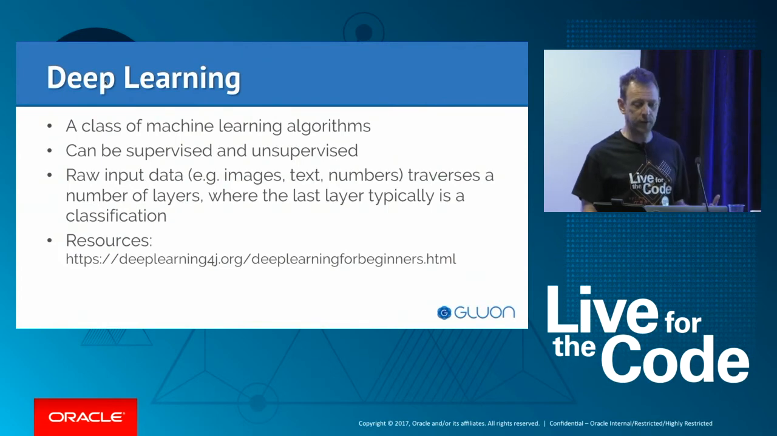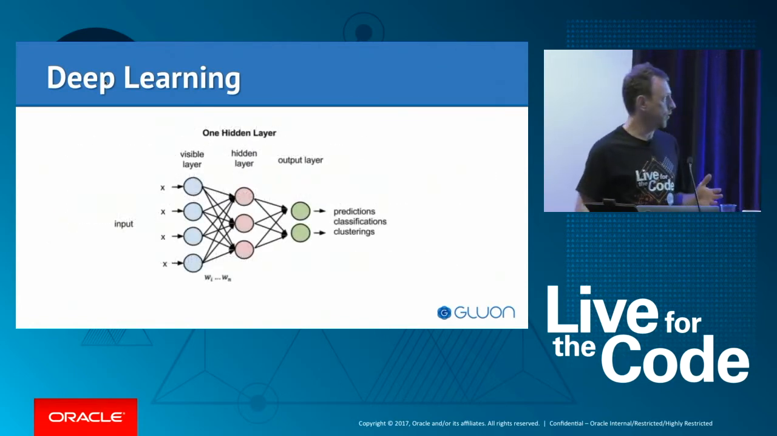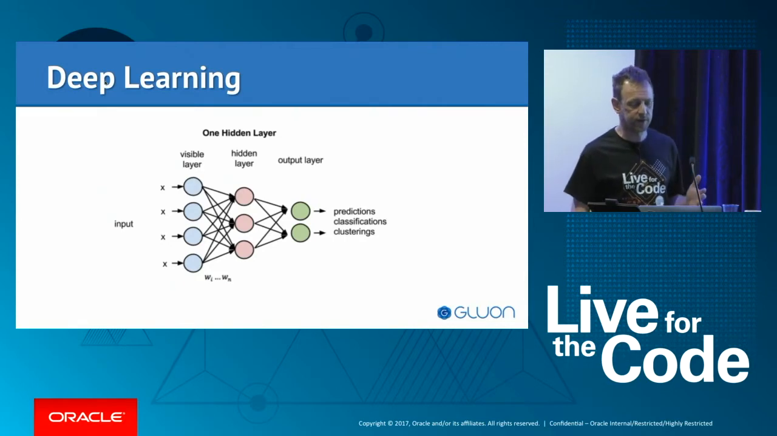Typically, you provide raw input data to such a neural network. It can be images, text, numbers. If you supply an image, the image is, of course, digitized. So in the end, you always supply numbers. Those input data traverse a number of layers, and the last layer is typically a classification. So this is how it can be easily visualized. We have an input layer, and then one hidden layer and an output layer. In many classification algorithms, you have a larger amount of hidden layers.